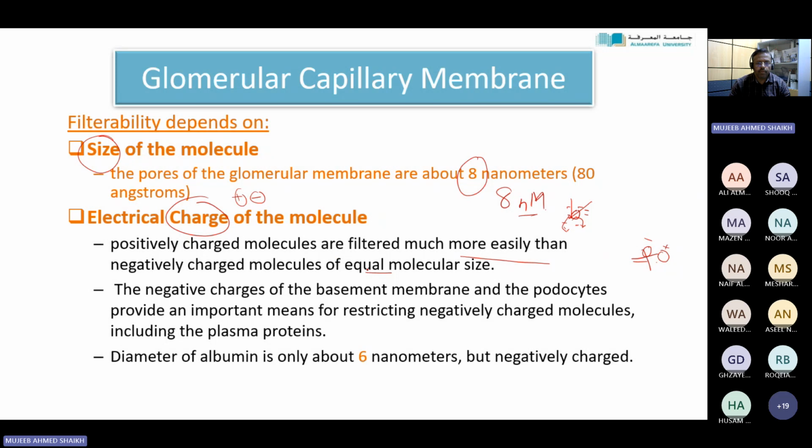The negative charge of the basement membrane and the podocyte provide an important means of restricting negatively charged molecules from passing from plasma to the filtrate. Although the diameter of albumin is very small, less than 6 nanometers, and the size of the pore is 8 nanometers, still it cannot pass because of the negatively charged glycoprotein. Any difficulty in this? No, it's easy. Okay, easy.